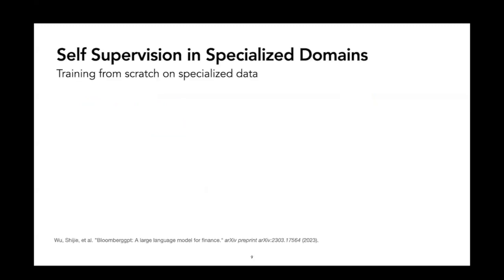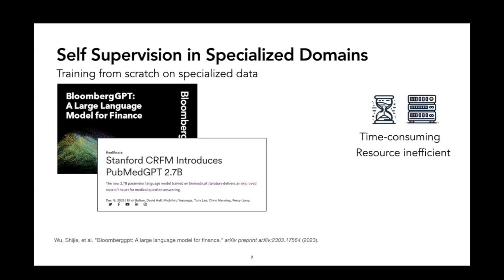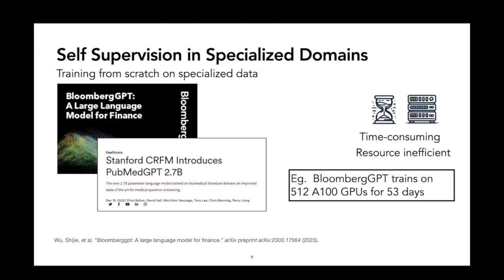We can train specialized LLMs from scratch by using self-supervised learning objectives like next word prediction from data obtained from specialized domains. And there are several successful specialized models like Bloomberg GPT for finance and PubMed GPT for biomedical language models. And this works reasonably well when trained on lots of data. But this approach is both time-consuming and resource inefficient. For example, Bloomberg GPT trains on 512 A100 GPUs for 53 days, and we don't want to do that.